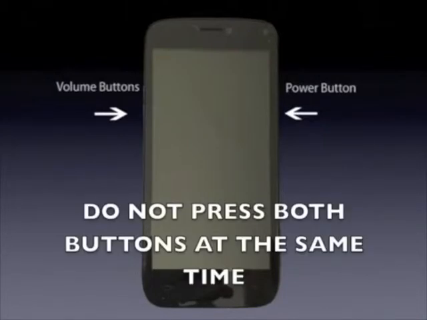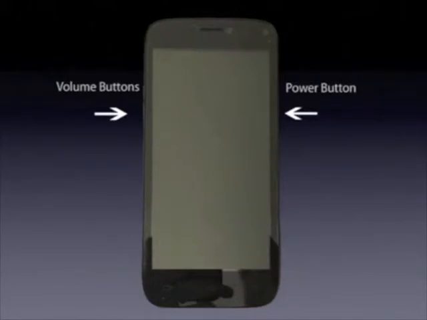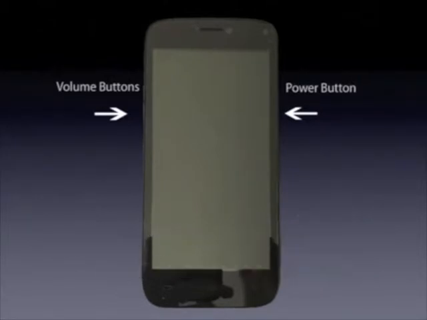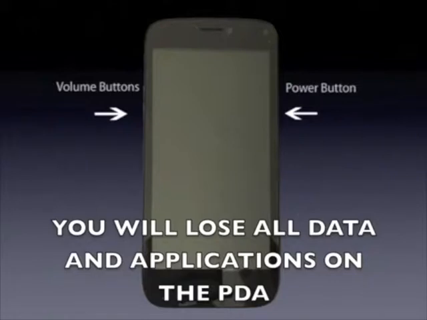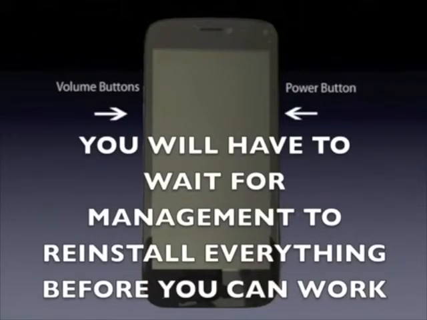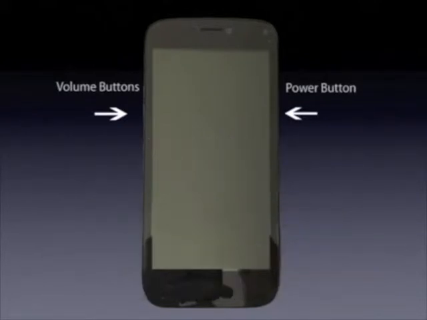It is very important you do not press the power button and the volume buttons together, as this will perform a factory reset and all data and applications on your PDA will be removed. You will not be able to work again until management have reinstalled all applications. This means that if you perform a reset on a Friday evening, you will not be able to work again until Monday when management can reinstall everything.